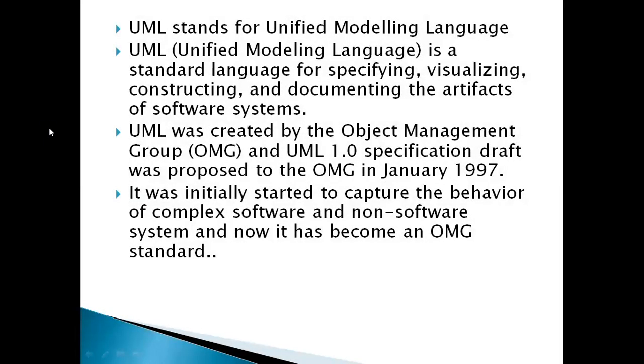UML stands for Unified Modeling Language. UML is a standard language for specifying, visualizing, constructing, and documenting the artifacts. Artifacts means objects of software systems. UML was created by Object Management Group, and the UML 1.0 specification draft was proposed to the OMG in January 1997. It was initially started to capture the behavior of complex software and non-software systems, and now it has become the OMG standard.